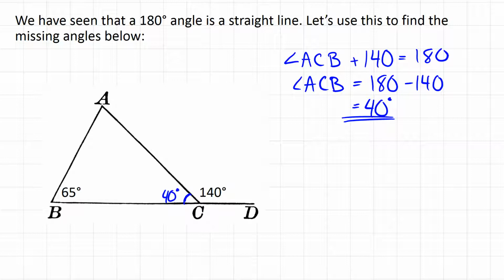And now we can use our knowledge of the angles in a triangle to get that last missing angle. So angle BAC, giving us this little angle here, is going to be equal to 180 subtract the other two angles. So 65 minus, and we just figured this last one out, is 40. So that's going to give us the missing angle at the top. And we find that the missing angle at the top of the triangle is 75 degrees.